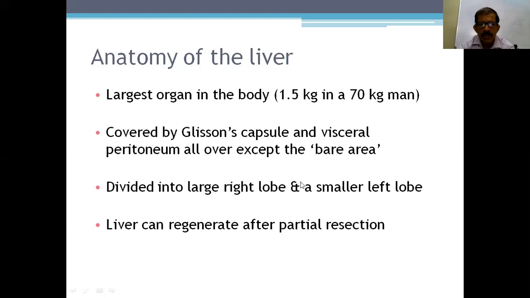Anatomically, as I told you the other day, there is a large right lobe and a small left lobe. Right lobe has 5 segments, whereas left lobe has only 3 segments. Another interesting aspect, which we exploit in liver transplantation, is that the liver can regenerate, unlike some of the major organs. It can regenerate after partial resection. This is very, very important.